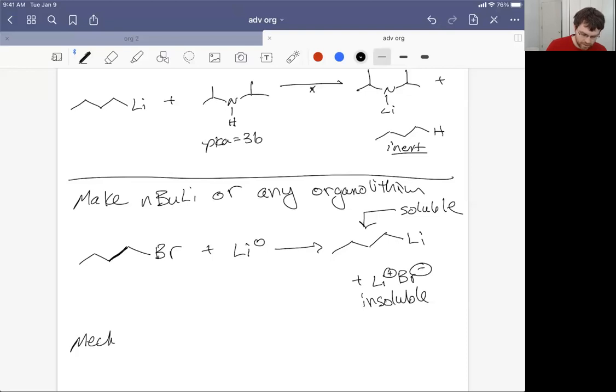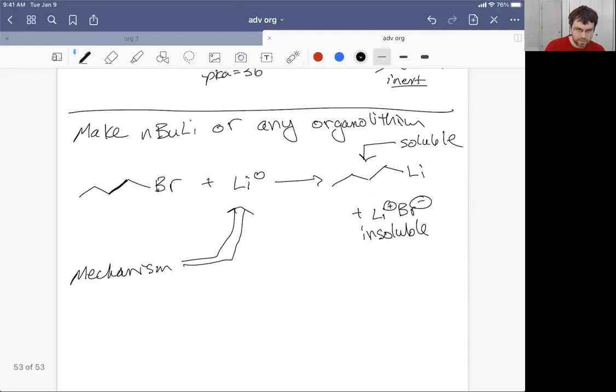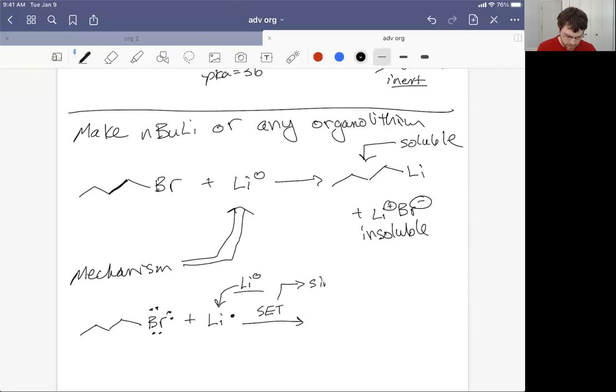Now the mechanism for this above reaction is pretty wild. What likely happens is some radical chemistry, where you have this starting material and you add lithium 0 to it. Lithium 0 is going to have 1 electron. Then you do a single electron transfer, which is called SET. With single electron transfer, it's not super productive to talk about pushing electrons, but the lithium is going to lose its electron.